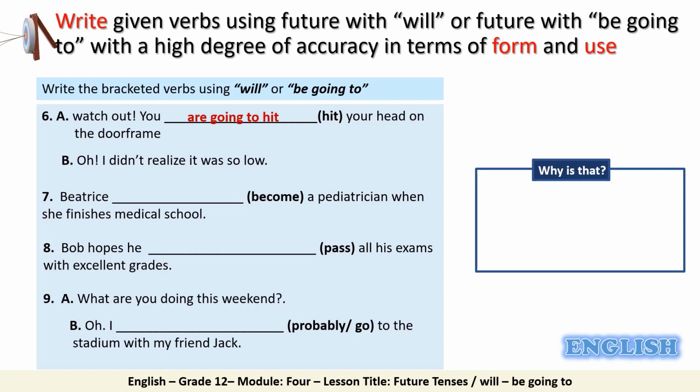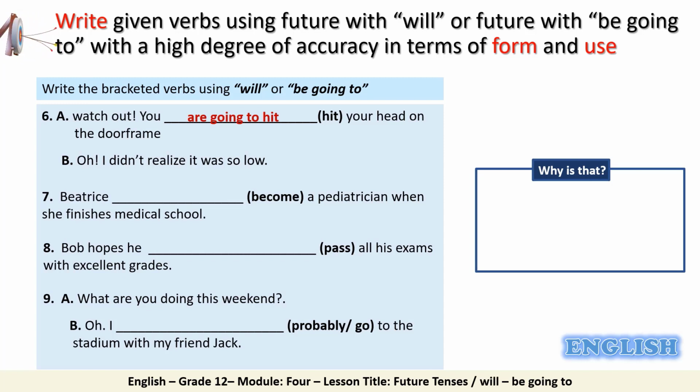Now, I would like you to tell me why we have used the future with be going to. Excellent, because the speaker makes a prediction that is based on evidence that he or she can see in the present. Then we move to sentence 7.